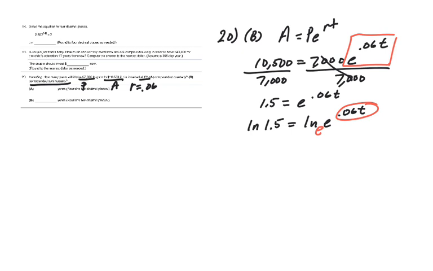So in this case, we have the natural log of 1.5 is equal to 0.06t. To solve for t, we'll just divide by 0.06. So t is approximately, rounding to 2 decimal places, the natural log of 1.5 divided by 0.06, which gives us 6.75775518. If we round to 2 decimal places, we get 6.76.